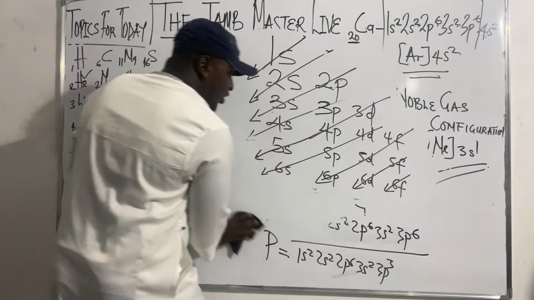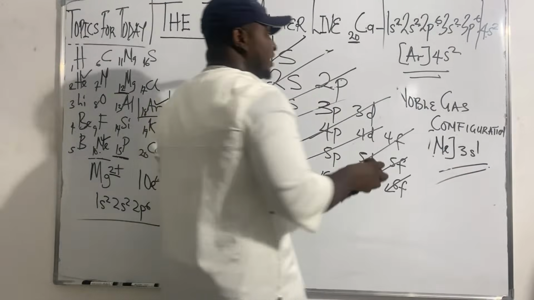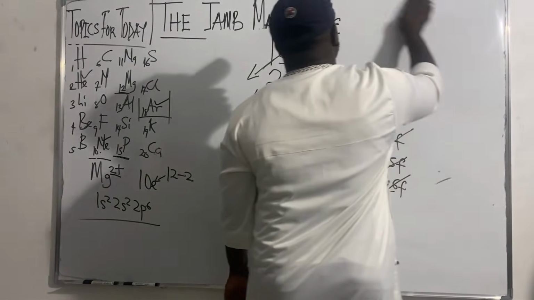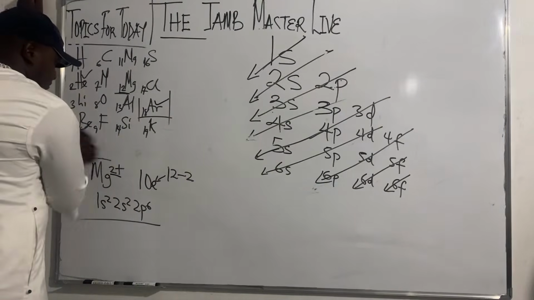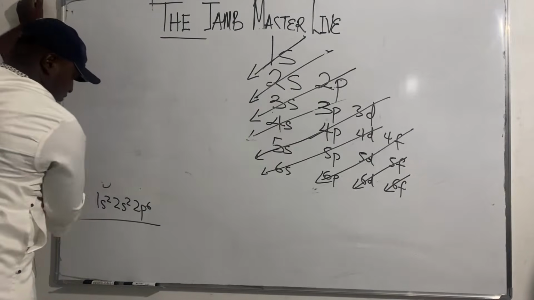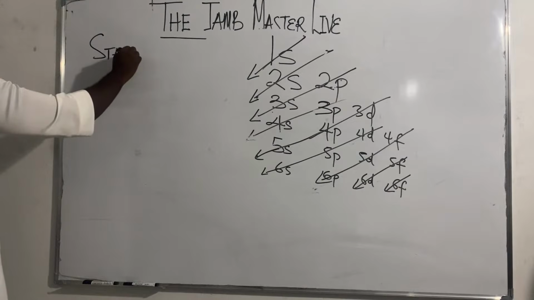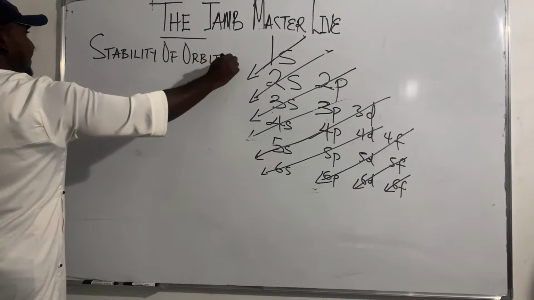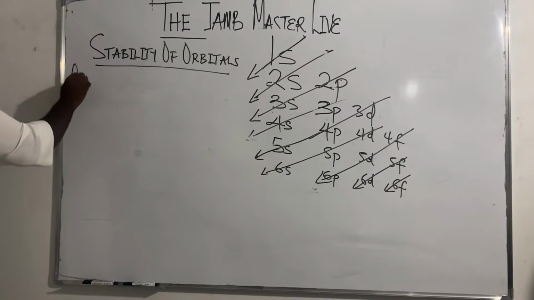Class, quickly write down: stability of orbitals. Write it down in your book.